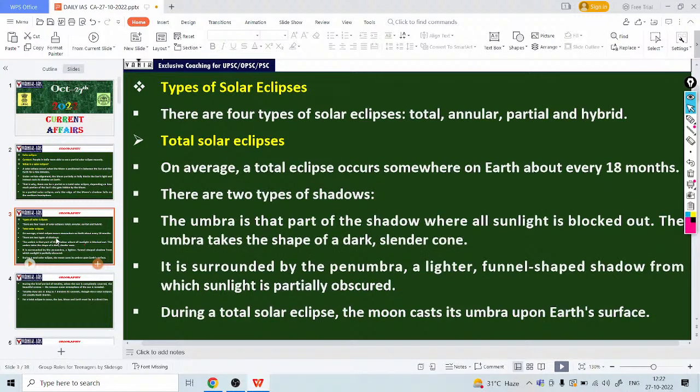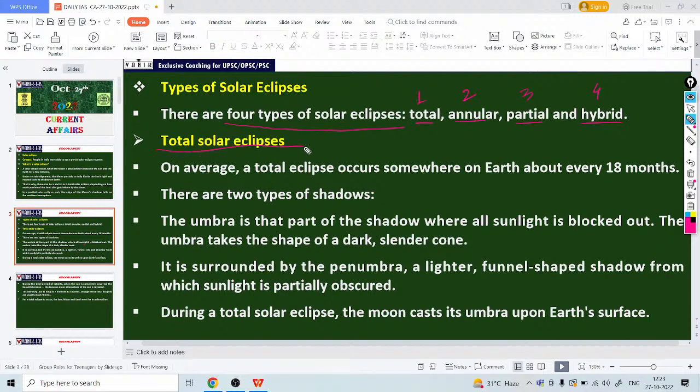So then discuss about the types of solar eclipses. There are 4 types of solar eclipses. How many types? 4 types of solar eclipses: total, annular, partial, hybrid. Total solar eclipse, annular solar eclipse, partial solar eclipse, and hybrid solar eclipse. So let's discuss them one by one.